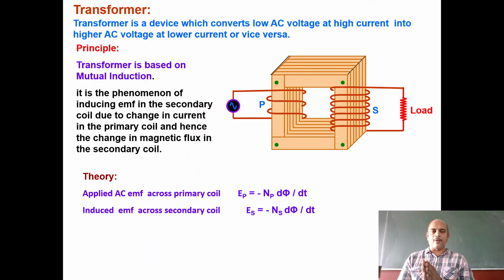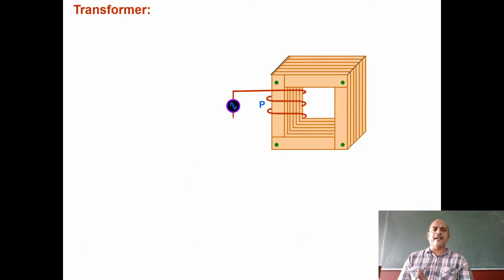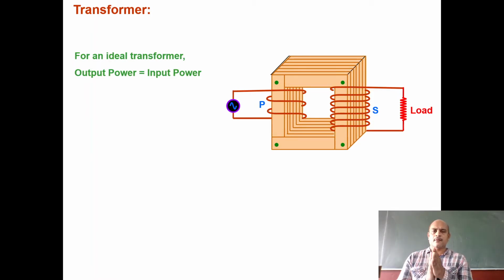Now what is going on here? We apply an AC EMF across the primary coil, EP equal to minus NP d phi upon dt, where NP is the number of turns in the primary coil, and the induced EMF in the secondary coil is ES equal to minus NS d phi upon dt. The flux remains the same for both because the flux is developed by the primary coil only. Now dividing secondary by primary, output upon input, ES upon EP is equal to NS upon NP, and this is constant for a given transformer. This is called the transformation ratio.